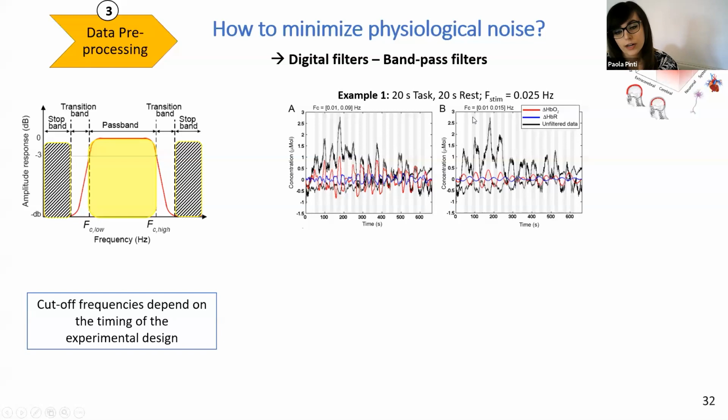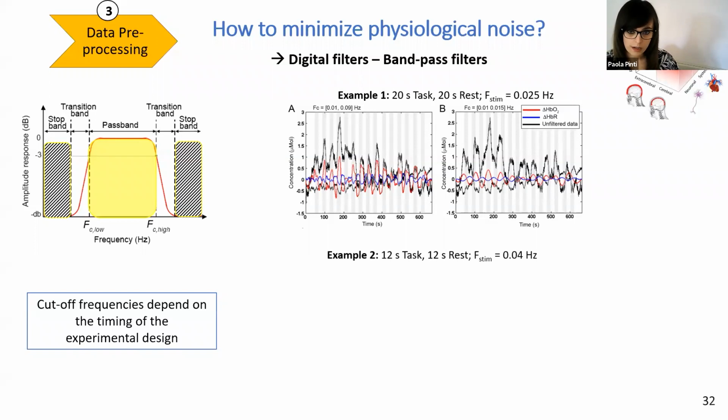Whereas if our cutoff frequency range is too narrow and does not include the stimulation frequency, what we get is a very weird version of oxy and deoxy with strongly attenuated amplitude, and this can impact our statistical analysis, as we can have false negatives at the group level.